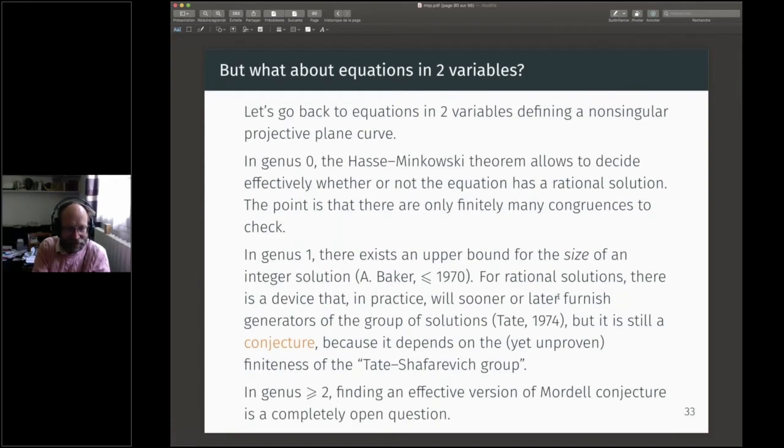And in genus greater than 2, it's completely open. If you take an equation of degree 4, for example, nobody has a way to compute a general upper bound for the number of possible solutions.